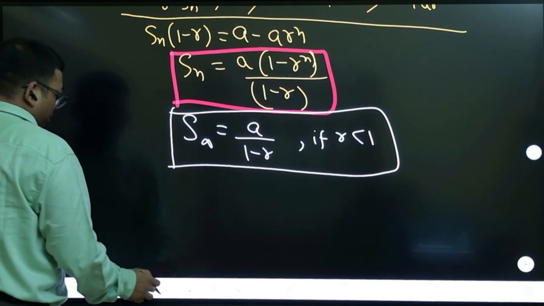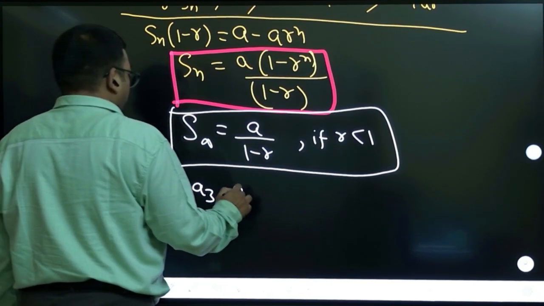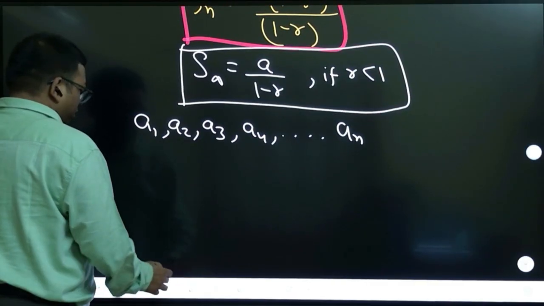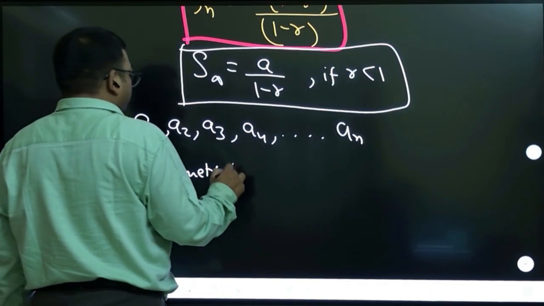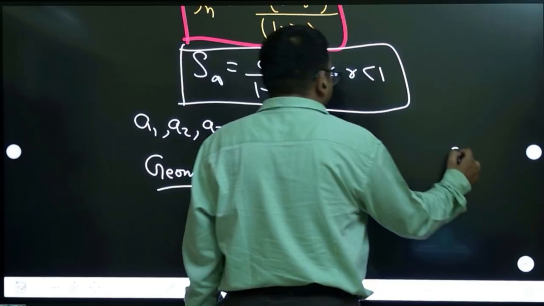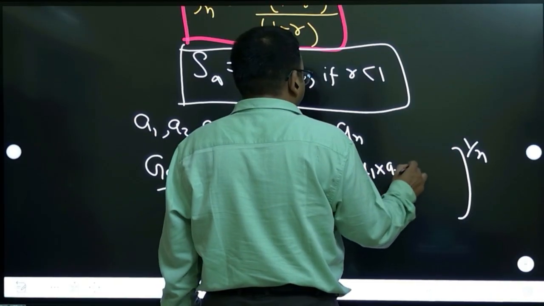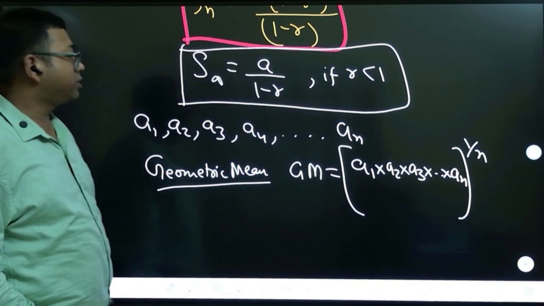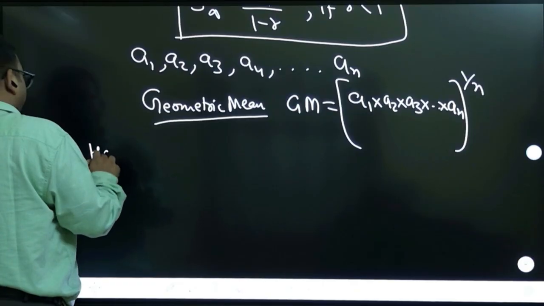Then what is called GM? Suppose there are terms like A1, A2, A3, A4, up to AN. They may not be in geometric progression, but still we can define the geometric mean. How to define geometric mean? GM is defined as the 1 by nth root of the product of these numbers. This is called GM.